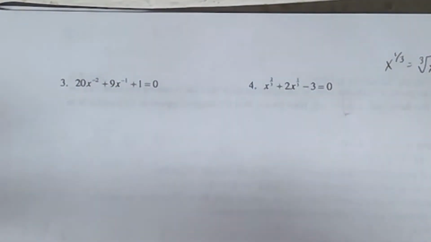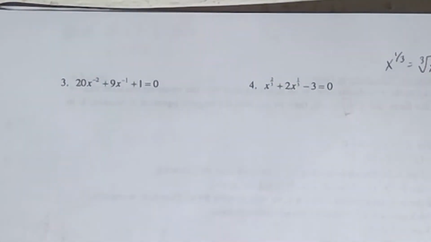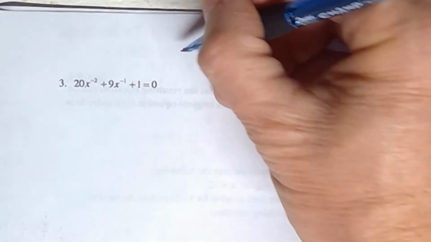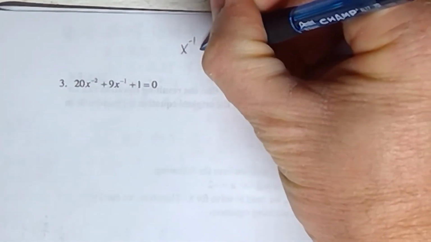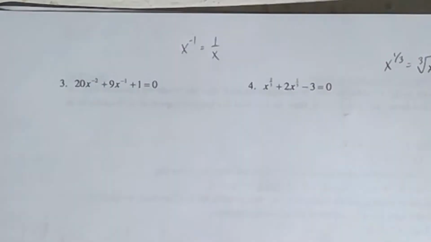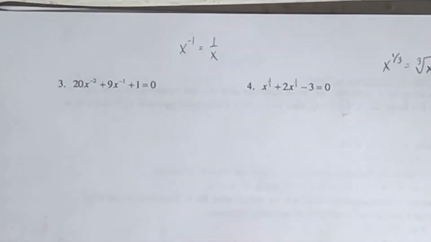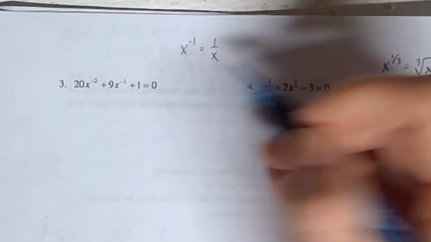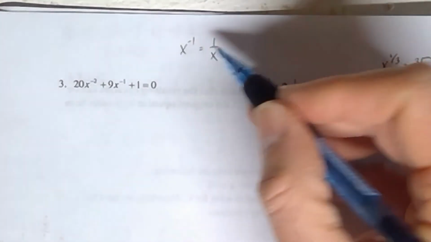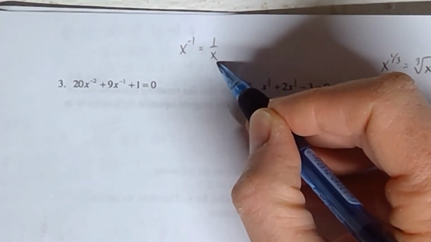But what happens when you end up plugging x to the negative 1 back in at the end of the problem? How do you solve an equation that has a negative exponent in it? We haven't seen that before. The way to do that is by converting x to the negative 1 to 1 over x and then solving, because we know how to solve an equation that has a fraction in it, but we don't know how to solve an equation with a negative exponent in it. So change the negative exponent to this.